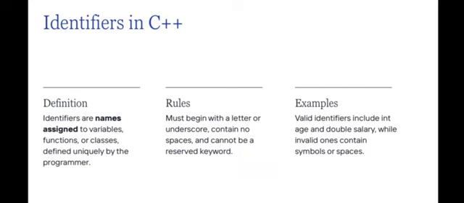There are a few rules to remember. An identifier must begin with a letter or an underscore. It can contain numbers but no spaces or special symbols. And it can't be a reserved keyword like int or while. For example, count, total_marks, or value are valid identifiers, while 2total or my value are invalid. Good identifiers make code readable and meaningful. So instead of writing a or x1, it's better to name a variable average_score or total_amount.